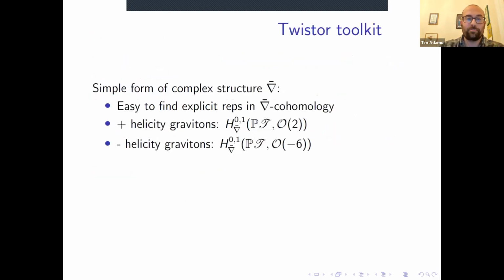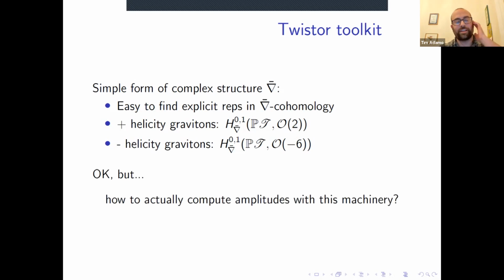Okay, so because the complex structure on these twistor spaces is so simple, it allows us to be very explicit with our encoding of gravitational fluctuations on a self-dual plane wave. So it's very easy to find explicit cohomological representatives with respect to this deformed complex structure. In particular, we can write down explicit twistor representatives that correspond to positive helicity graviton fluctuations and negative helicity graviton fluctuations on the self-dual plane wave spacetime. These are given by some cohomology data on the twistor space.